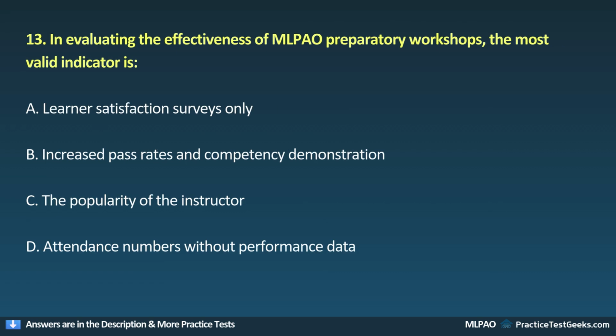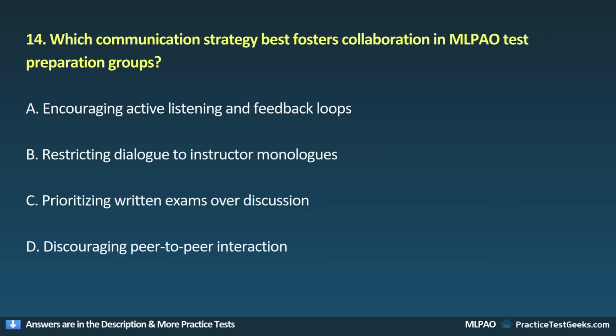13. In evaluating the effectiveness of MLPAO preparatory workshops, the most valid indicator is: A. Learner satisfaction surveys only. B. Increased pass rates and competency demonstration. C. The popularity of the instructor. D. Attendance numbers without performance data.